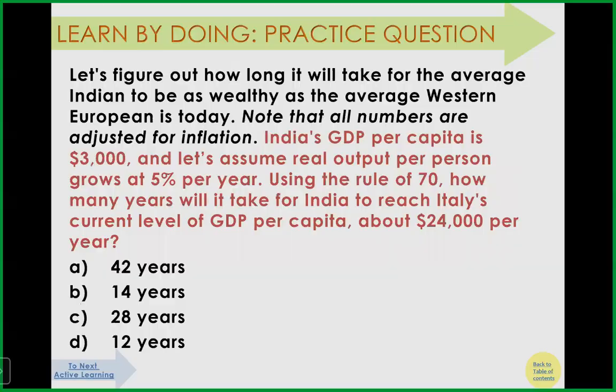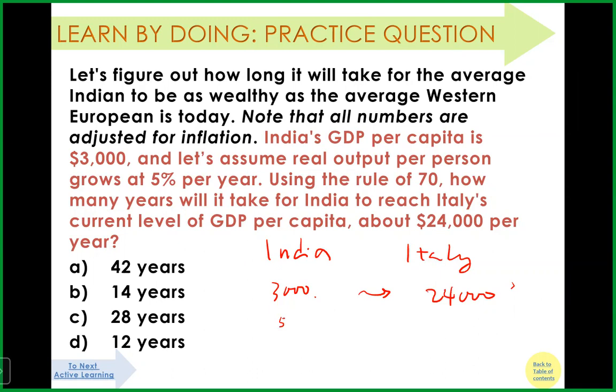Now the other one is slightly more involved compared to the previous one. It's not that straightforward. Read the question carefully and then find out what the number is. Okay, so here is the key information. India is currently at 3,000 per year. Italy is at 24,000. So that's a huge difference.